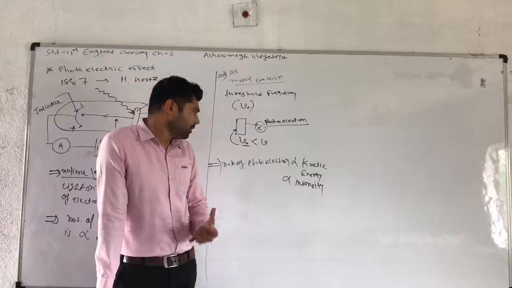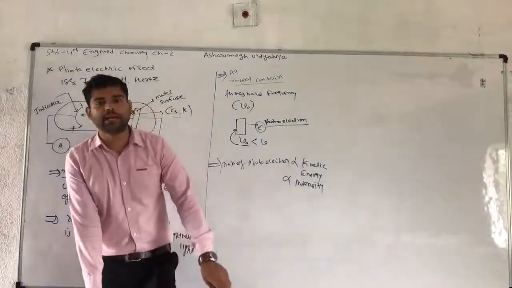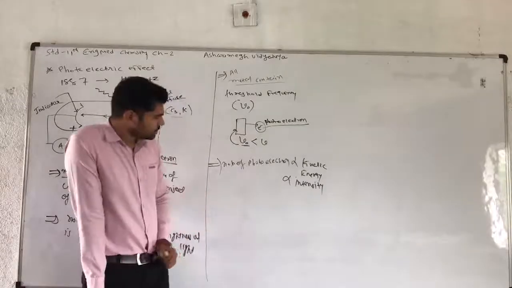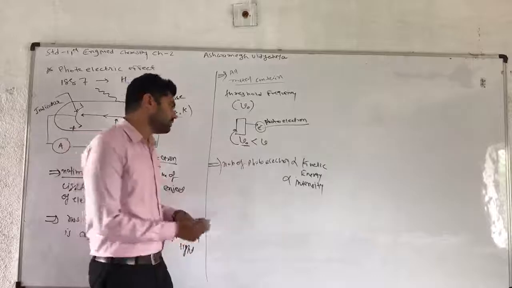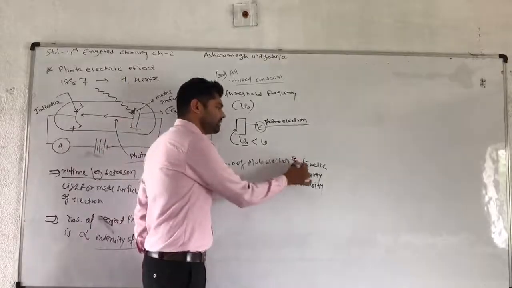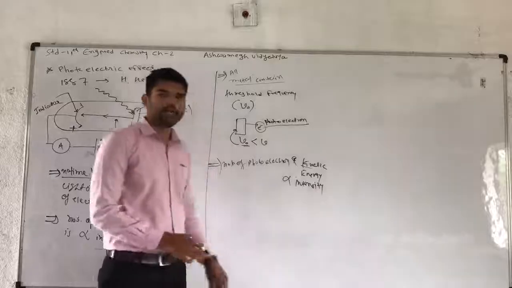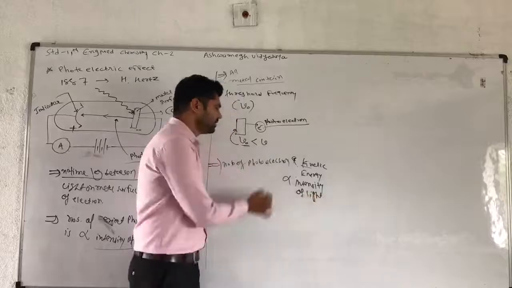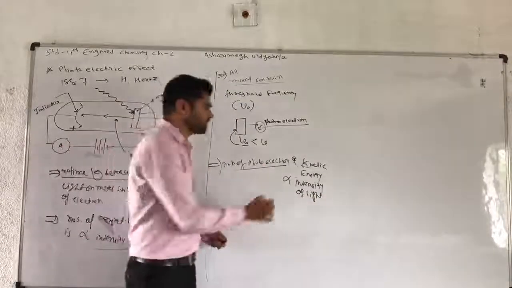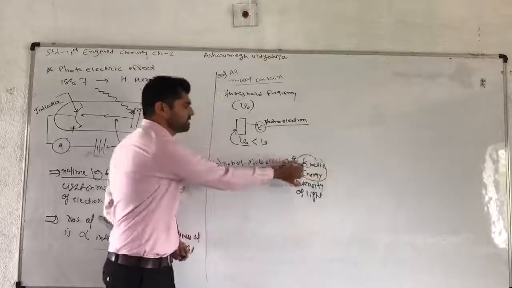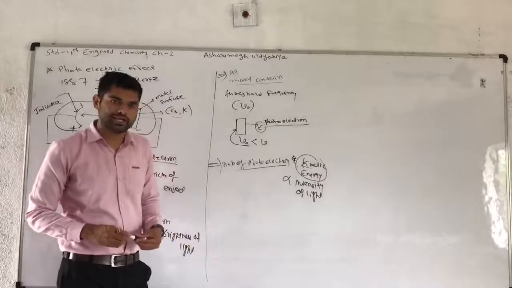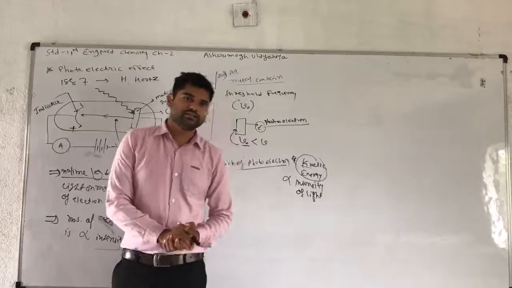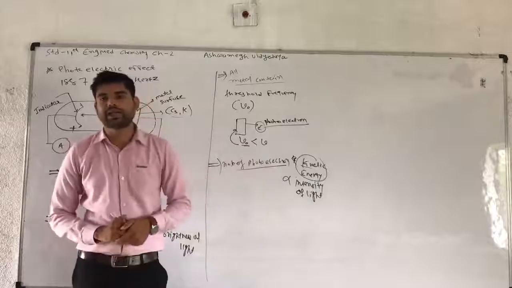It means the number of photoelectrons depends on the applied kinetic energy. Number of photoelectrons and this kinetic energy depend upon the intensity of light. These two terms, number of photoelectrons and kinetic energy, both depend on the intensity of light.